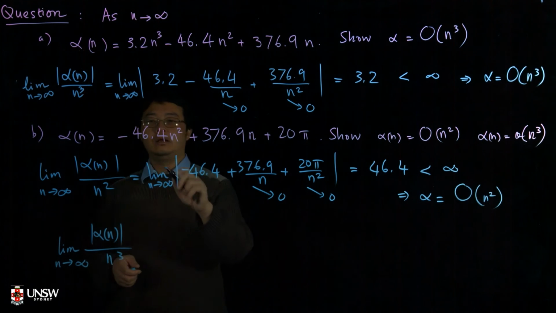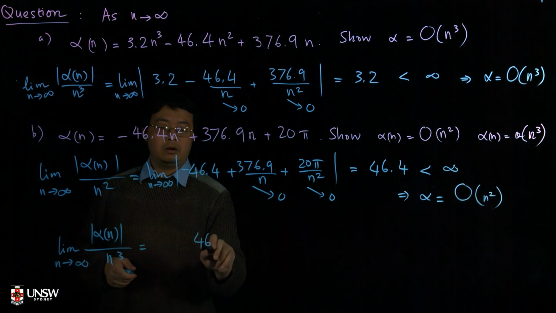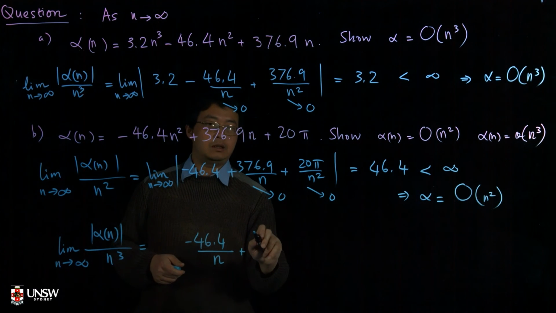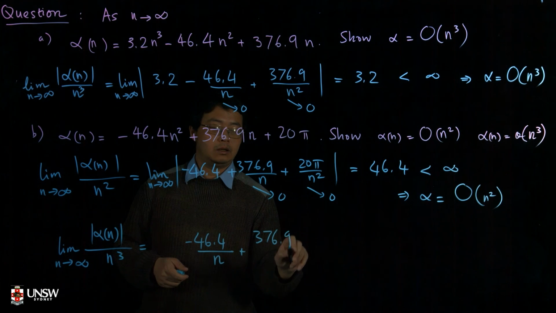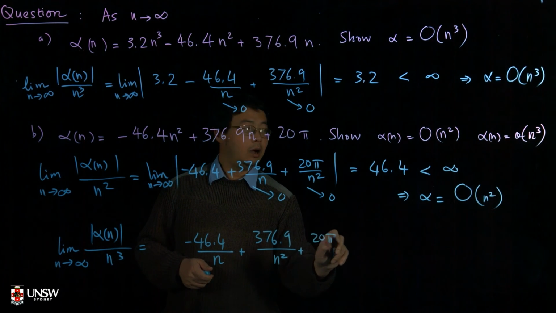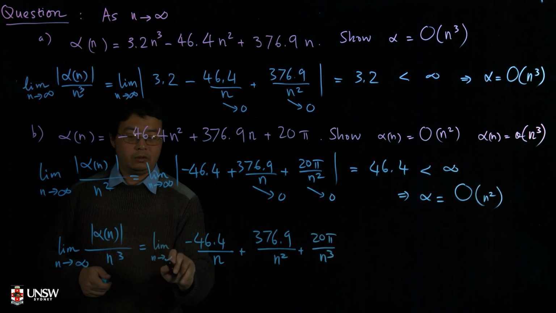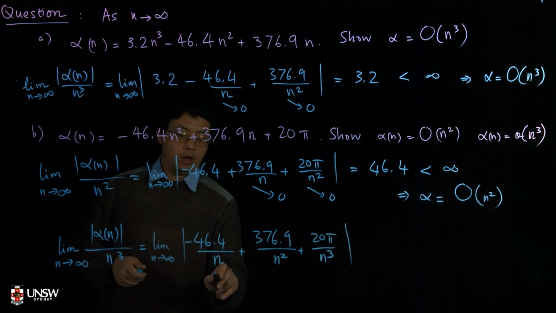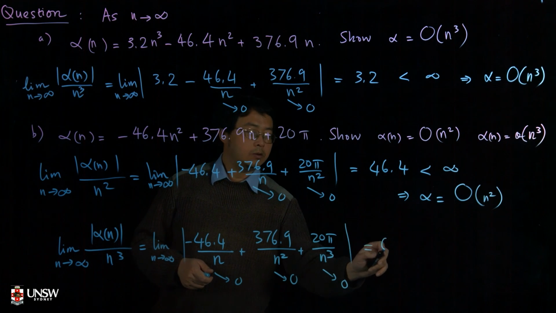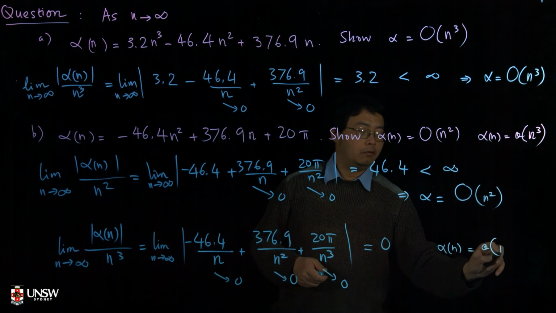So if you take the first term and divide it by n cubed, then you get 46.4 divided by n, and the second term will be 376.9 divided by n squared, and the last one will be 20 pi divided by n cubed. And then you take the limit as n goes to infinity. So this one goes to 0, this one goes to 0, this one goes to 0, so the whole thing goes to 0. So by definition, alpha n is little o of n cubed.